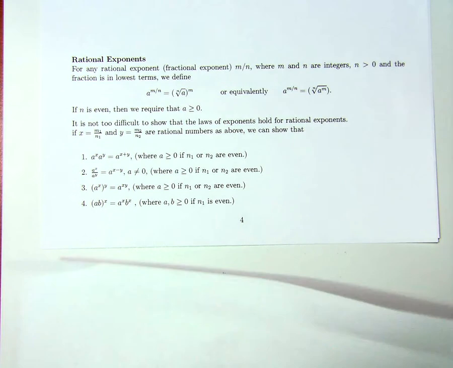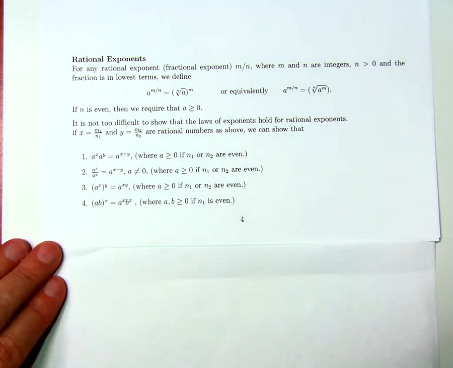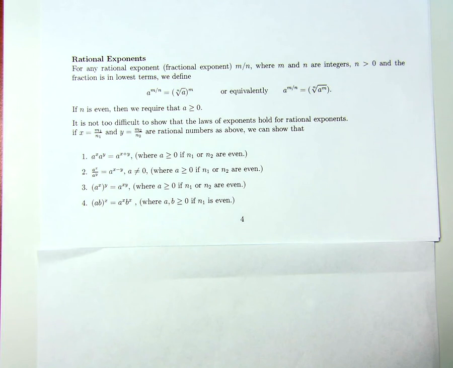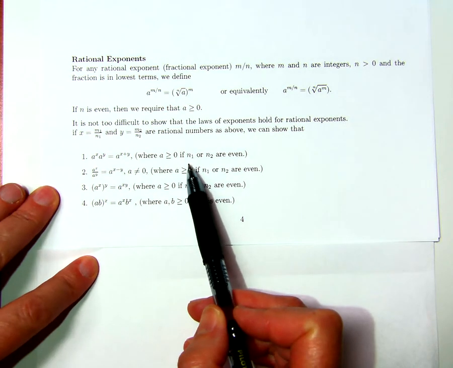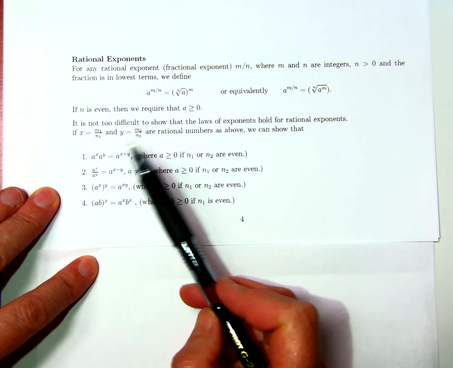And now the laws of exponents work, so you can check them out. They're not terribly difficult to prove. Most of the proofs would follow from proofs of the previous laws. And we have the following laws of exponents, which hold for general a to the x, where x is a rational number, given that a is the appropriate a, that it's greater than or equal to 0 if n1 or n2 are even here.